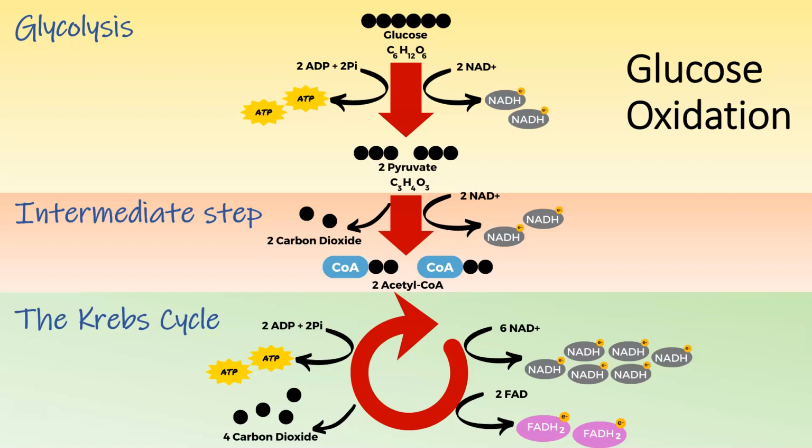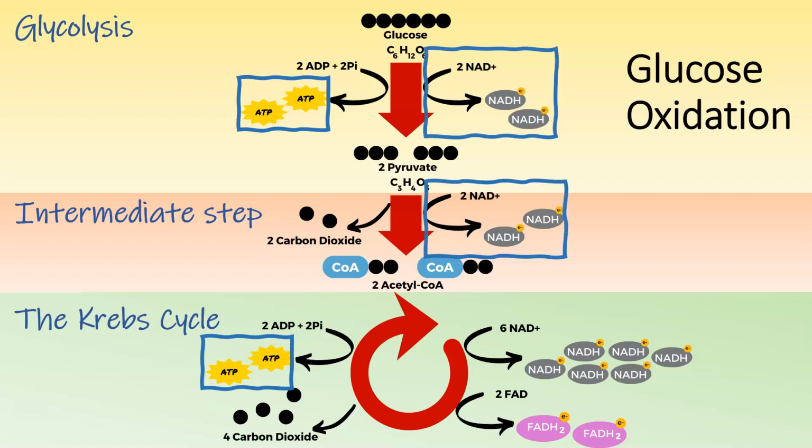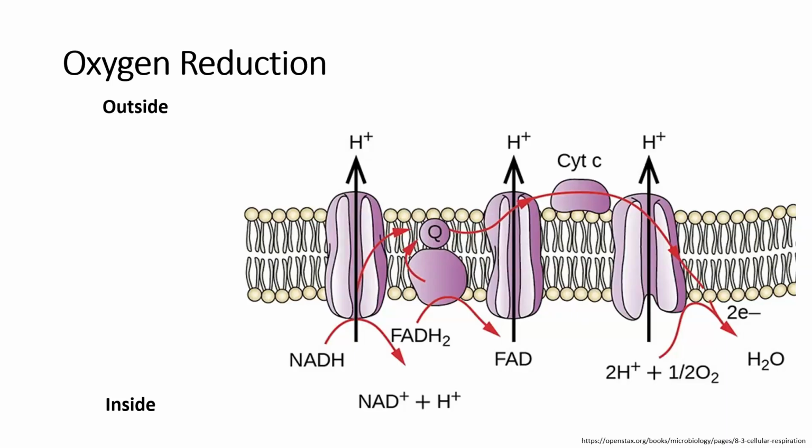Okay, so now at this point, where is the energy that was stored in that glucose molecule? Some of the energy has been converted to ATP, right, during glycolysis and during the Krebs cycle. That energy can immediately be used by the cell, and the remainder of the energy can be found in those high energy electrons carried by NADH and FADH2.